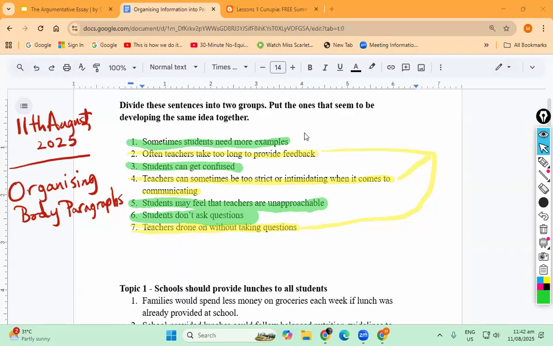Teachers don't communicate. I think that could work too, because not providing feedback is not communicating. Being too strict or intimidating is a problem with your communication, and droning on without taking questions is also not communicating, because to communicate you have to find out from the students if they understand. So all of those could work.